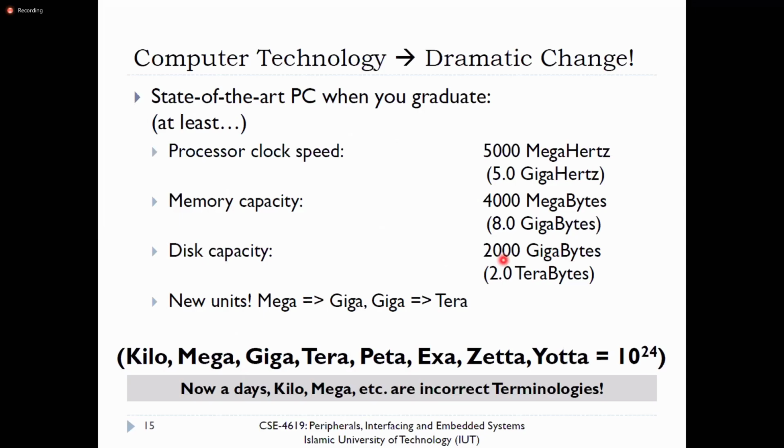Okay. Now the new units we are looking for: we are no longer talking about mega for memory, speed, or disk capacity. Rather, we are in the age of giga or tera. And you see the new data units: tera, peta, exa, zeta, yota. The time is not that far when we are going to use these new units like peta, exa, zeta, and yota. We have already started using tera, and most probably kilo and mega will be incorrect terminologies in the near future.